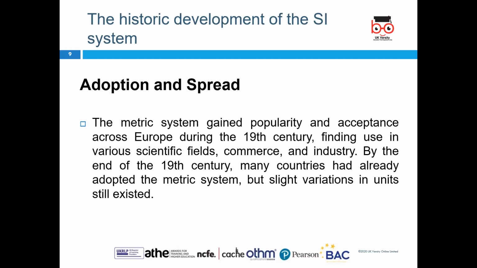Then how did it spread across? The metric system gained popularity across Europe during the 19th century, where it found use in various fields such as science, commerce, industry, and engineering. By the end of the 19th century, many countries had already adopted the metric system, but slight variations in units still existed, as each country used slightly different versions of the metric system.